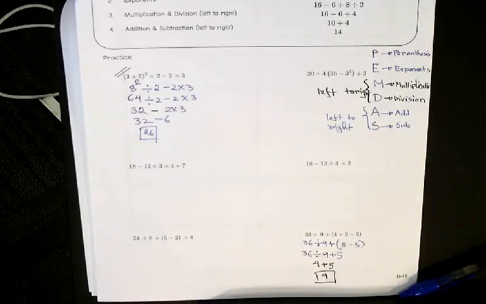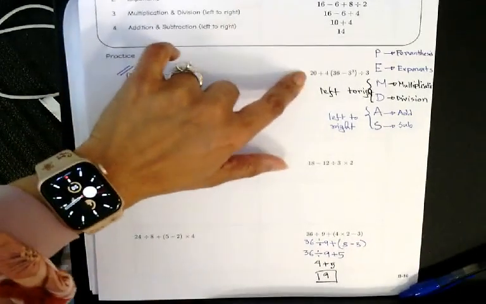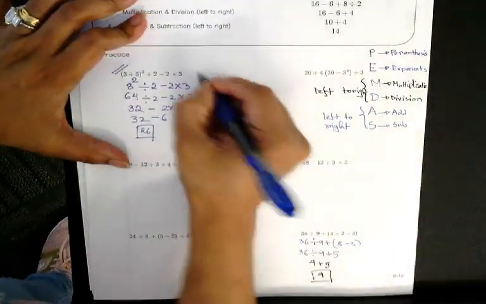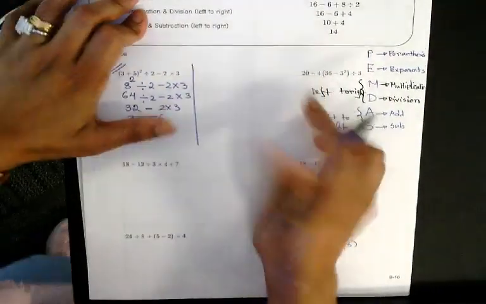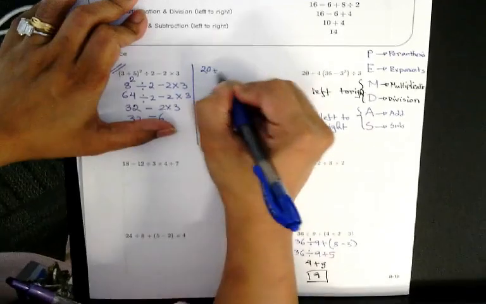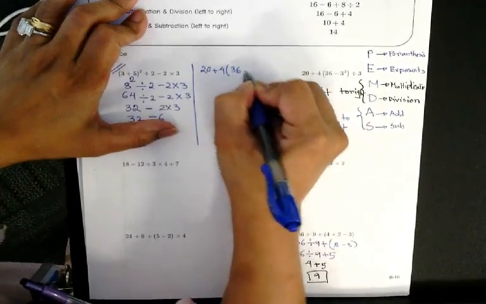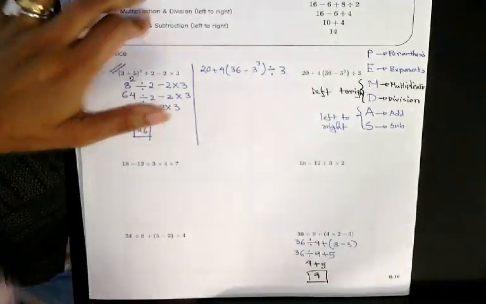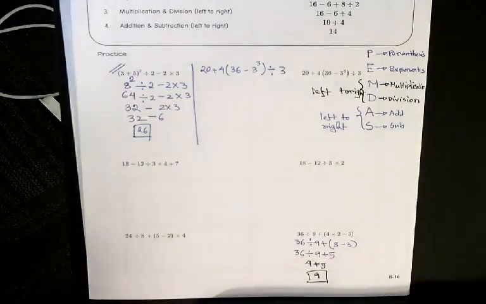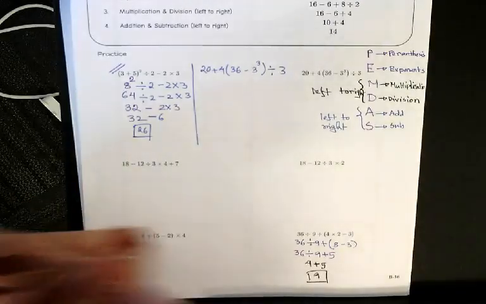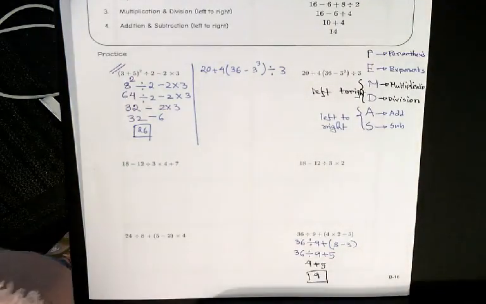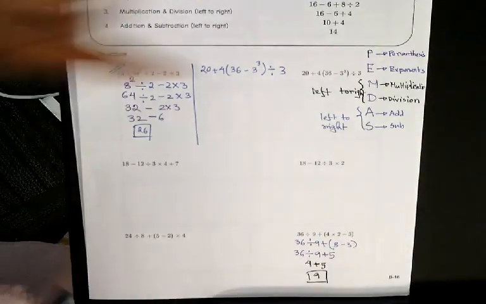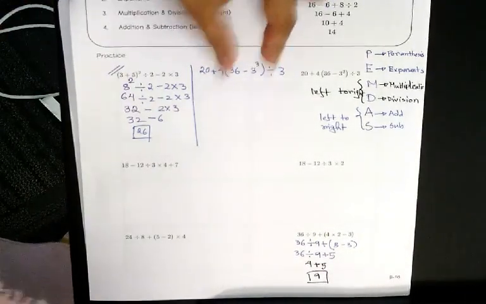All right. Let me work on this one. I don't have space over here, so I'm working over here. So it's 20 plus 4 inside the parentheses. I have 36 minus 3 cubed divided by 3. Okay, now tell me, what should I start working with? Parentheses, right? Inside the parentheses, there are multiple things going on. Okay, inside the parentheses, we have to decide now. This is my first thing to do. Now, what should I do inside it first?